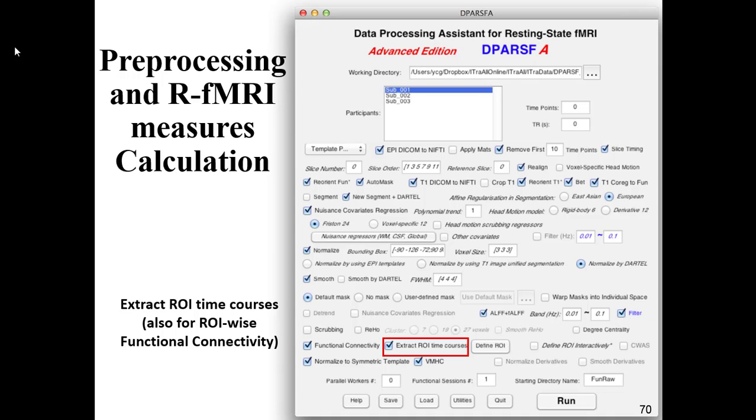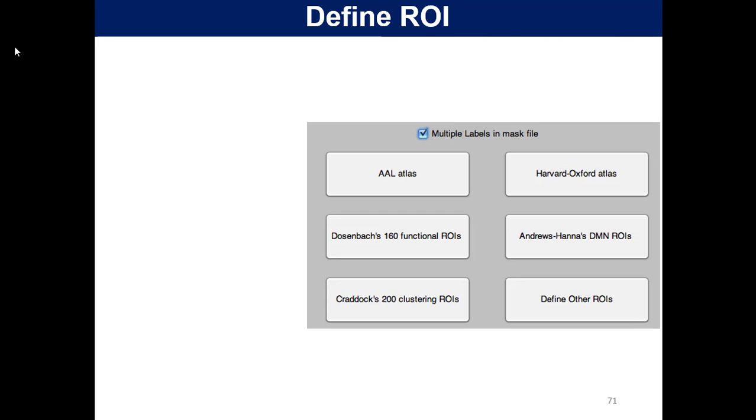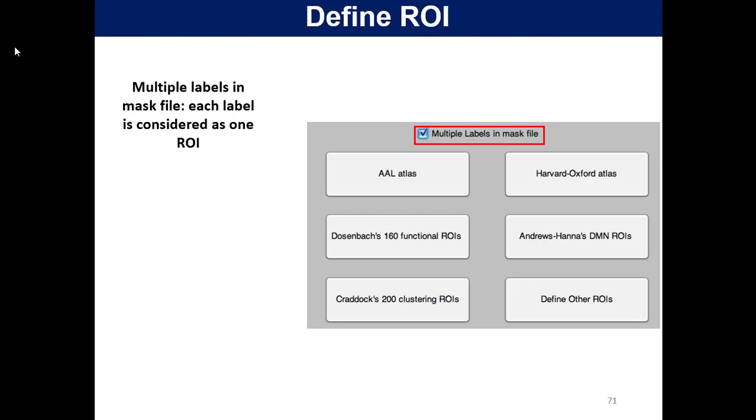For example, you use the AAL atlas, or the Dosenbach 160 ROIs, or maybe the Schaefer 400 ROIs. You need to use this to extract the time courses. Basically you just click these buttons and it will do it automatically for you. What you need to do is define the ROI. Usually here, the mask has labels in the mask file, which means in the mask file there are several different regions. If you don't click this one, all the non-zero value voxels are the ROI and the zeros are not.